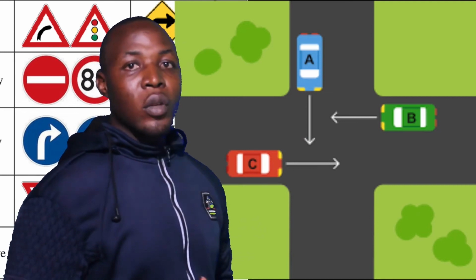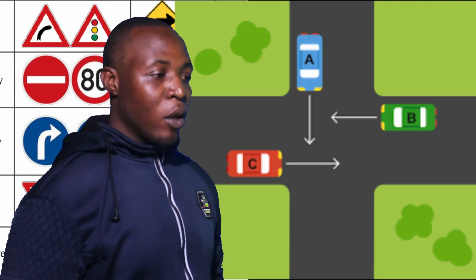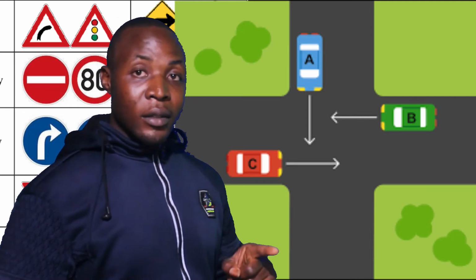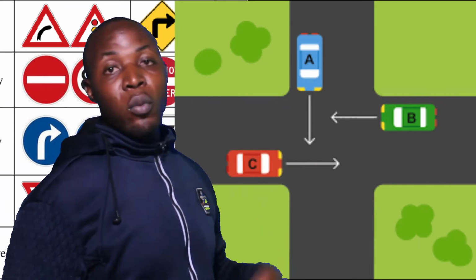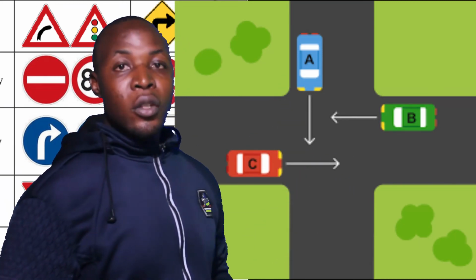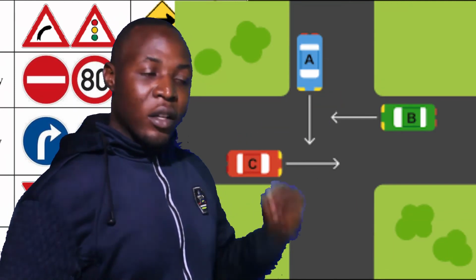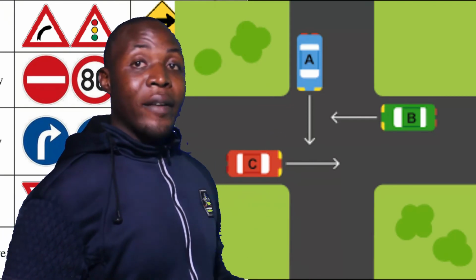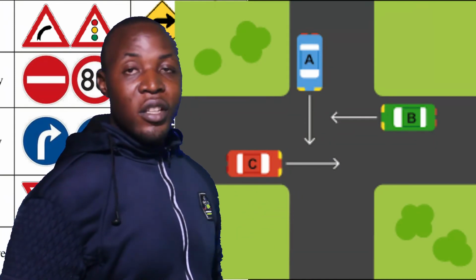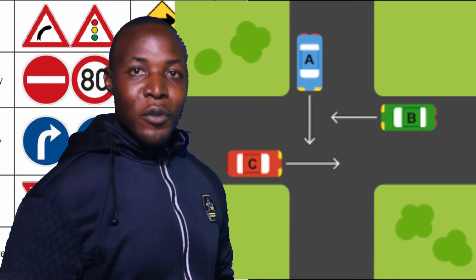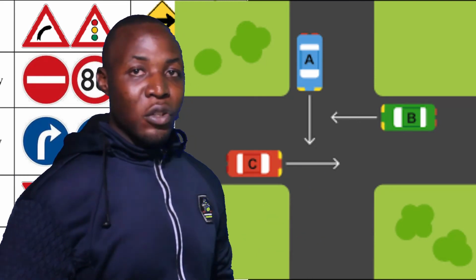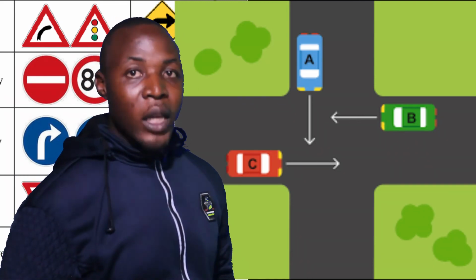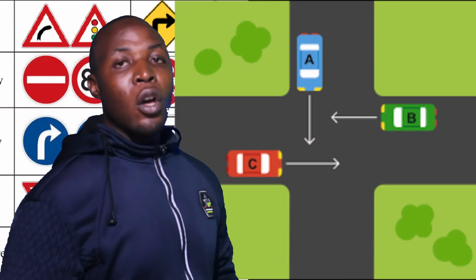You give right to the person who is on your right, because the green vehicle has to give right because the blue vehicle is on its right. So it has to give the right for the blue vehicle to pass. And the blue vehicle has to give right to the red vehicle because the red vehicle is on its right. So we just have to know that whenever you are passing an intersection, you have to give right of way to any vehicle that is coming on your right.